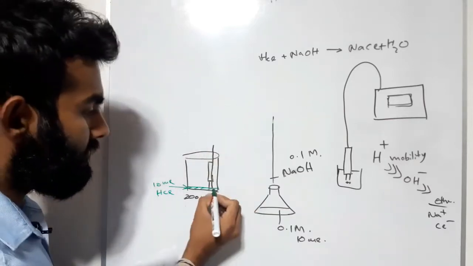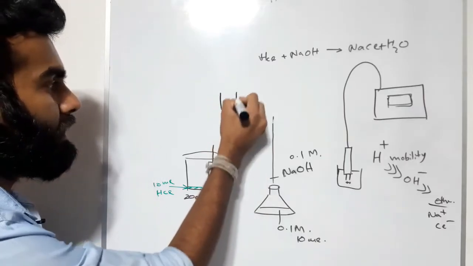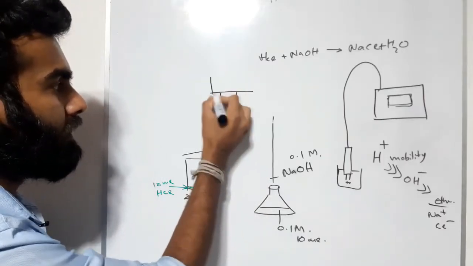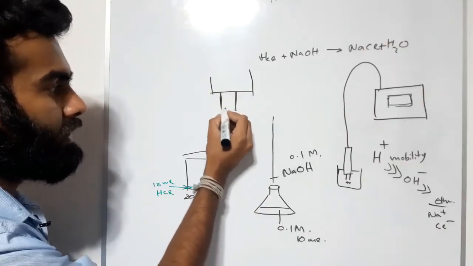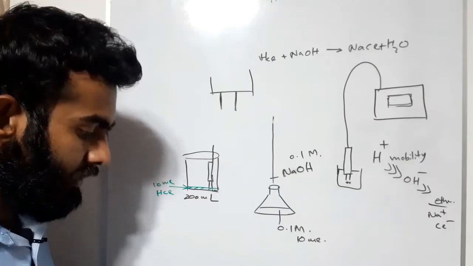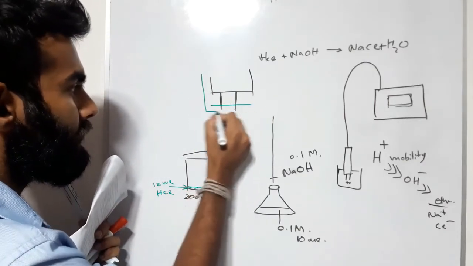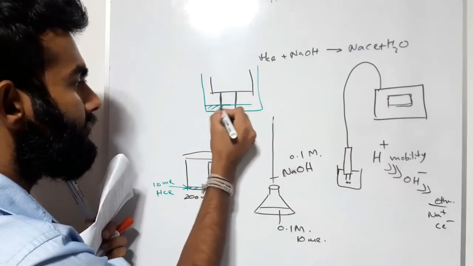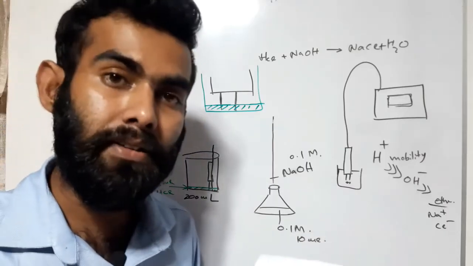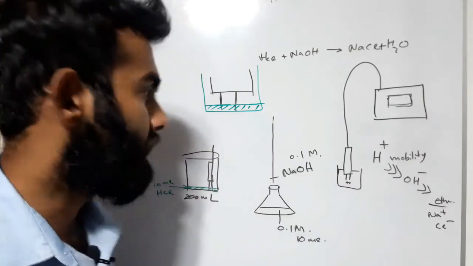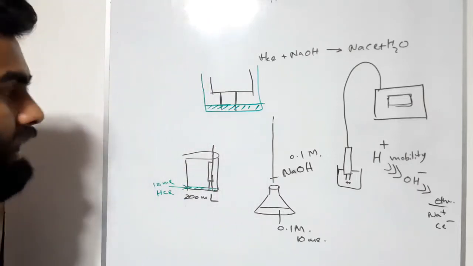If I enlarge this structure, this is the conductivity meter cell edge with two metal plates. We are measuring conductance between these two metal plates. However, this is your beaker and this is the HCl solution, so these two metal plates are not fully immersed. So there is an error.